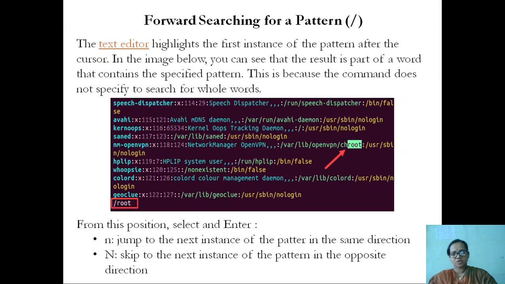So if there is a next instance, it keeps searching further in the same direction. Or else, if you press a capital N, it will skip to the next instance of the same pattern in the opposite direction. If you are searching in a forward fashion, it will go backward. If you are searching backward, it will go forward. That's why it is said to be in the opposite direction.